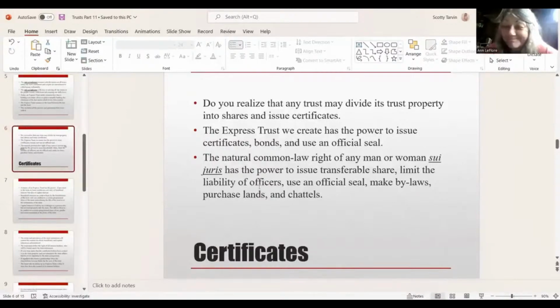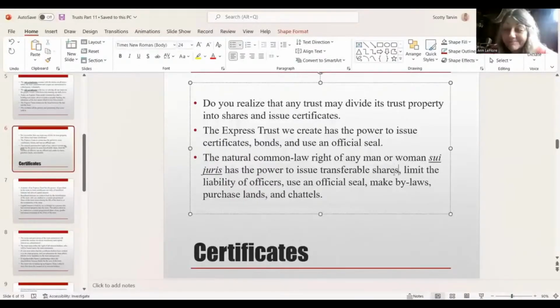All right. Certificates. Do you realize that any trust may divide its trust property into shares and issue certificates? The express trust we create has the power to issue certificates, bonds, and use an official seal. The natural common law right of any man or woman, sui juris, has the power to issue transferable shares. That should be shares, right? Plural. Yeah, shares. Limit the liability. Use an official seal, make bylaws, purchase lands and chattels. Woohoo, slaves.